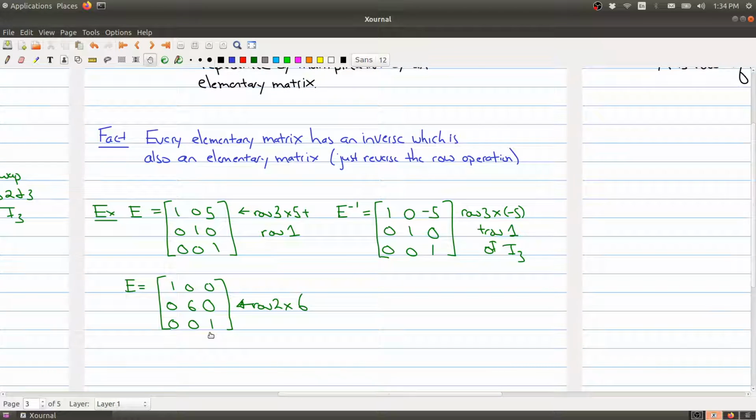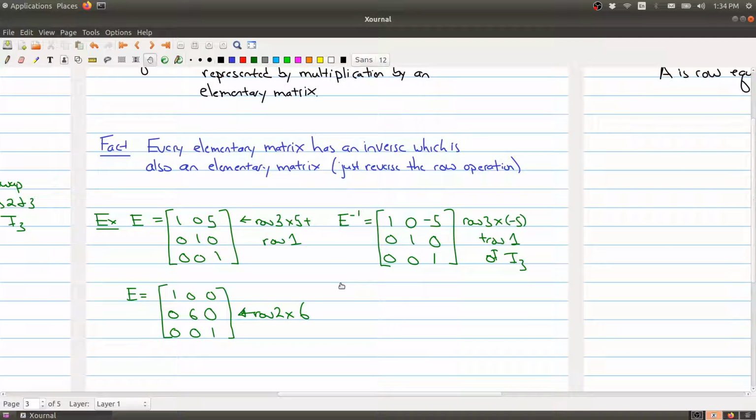Similarly, if we originally formed our elementary matrix by multiplying by a single constant, we want to undo it by multiplying by 1 over that constant. So the inverse in this case is going to be 1, 0, 0, 1 over 6, so this is row 2 times 1 over 6. And you can check that when I multiply this matrix by this matrix, I get the identity matrix.